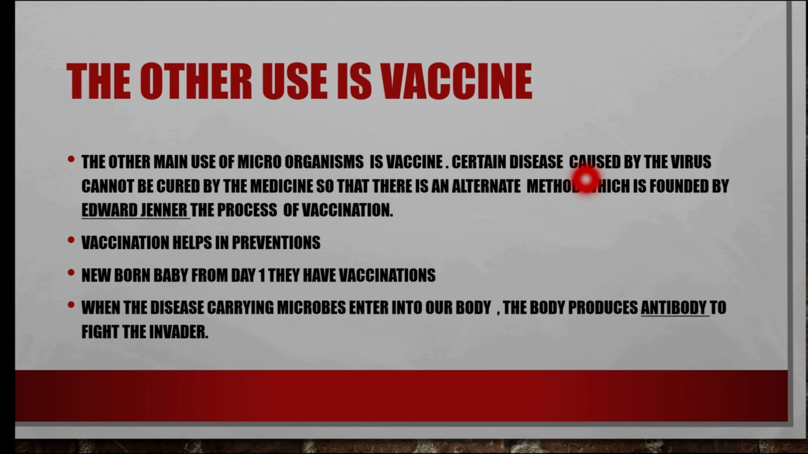Certain diseases caused by viruses cannot be cured by medicine. So there is an alternate method, found by Edward Jenner, which is the process of vaccination. Vaccination helps in prevention. For example, polio. There is no medicine to permanently cure it. In such cases, diseases can be prevented by vaccinations. So from newborn, maybe from day one, they have vaccinations. When disease-carrying microbes enter our body, the body produces antibodies to fight the invader. So that's the process of vaccination in our body.